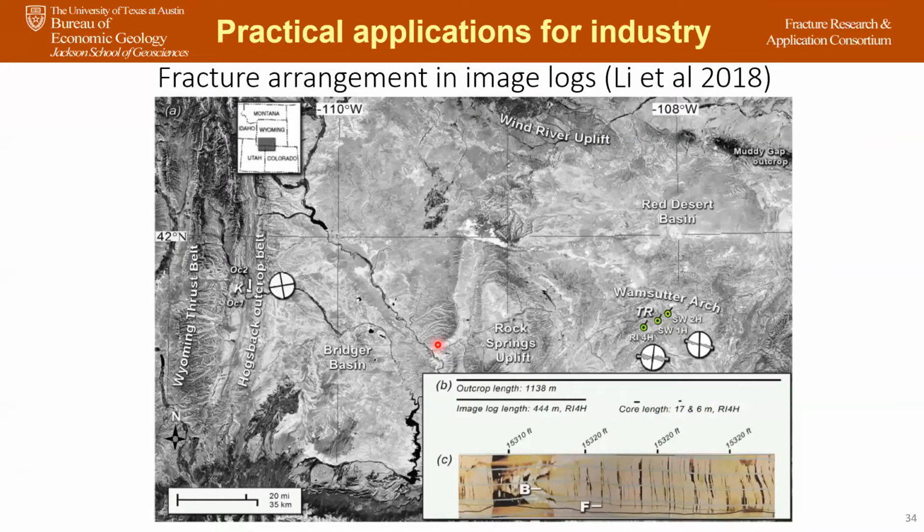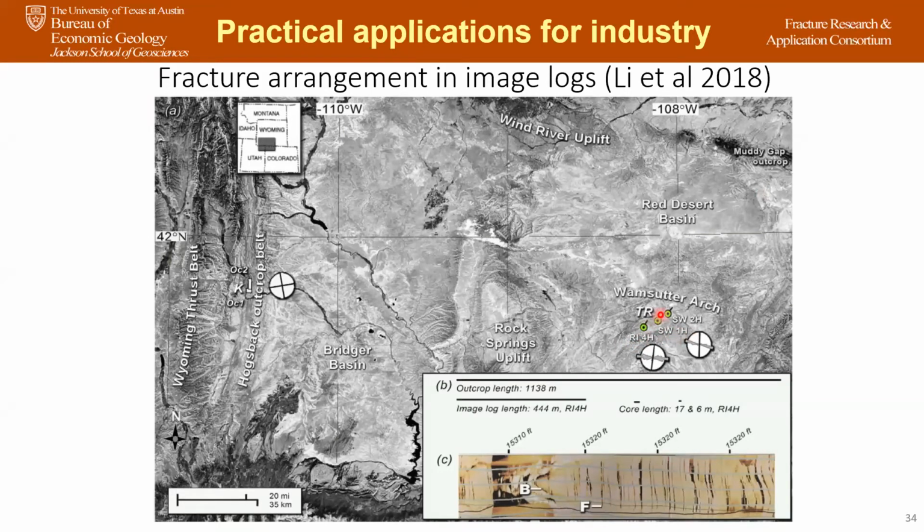So I would like to close the talk now by showing a practical application of the use of NCC in the industry. This is a study done and published by Lee et al. 2018 of a study of fractal arrangement in image logs. This map here is the map of the Greater Green River Basin. And you can see here on the right side 3 wells. We are going to talk about two of them, basically only the RI4H and the SW1H wells.